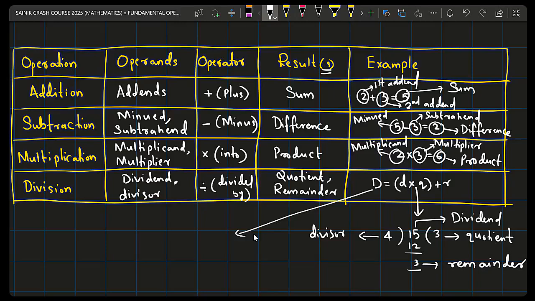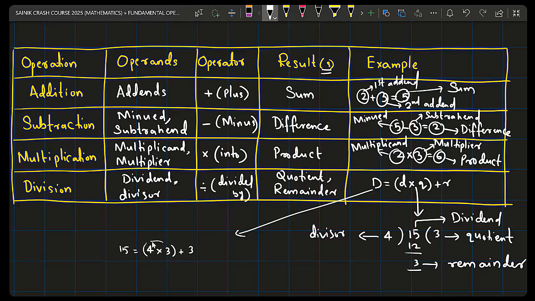Lakshita, what is the dividend? Sir, dividend is 15. What is the divisor? Sir, divisor is 4. What is the quotient? Sir, 3. What is the remainder? Sir, 3. Okay, now let us check whether this is correct or not.